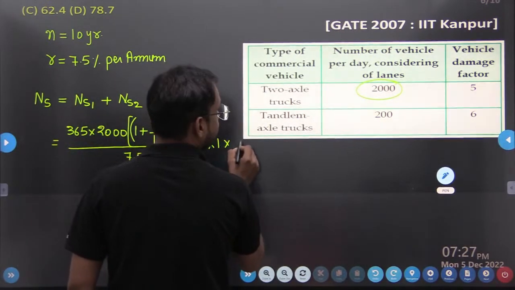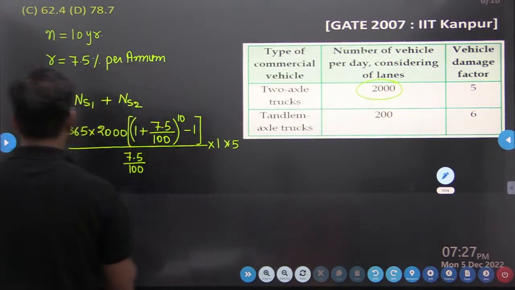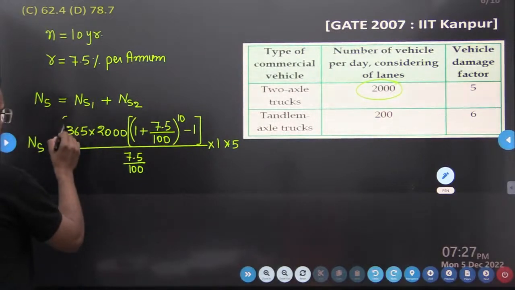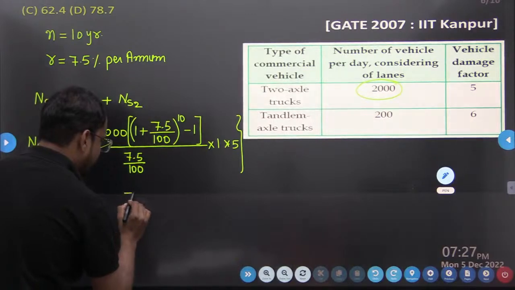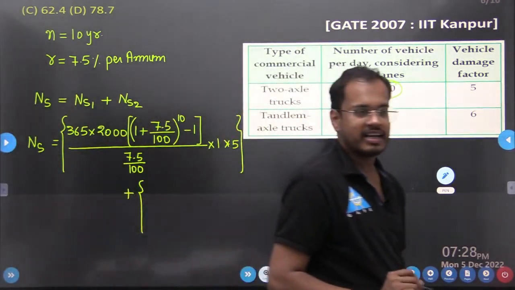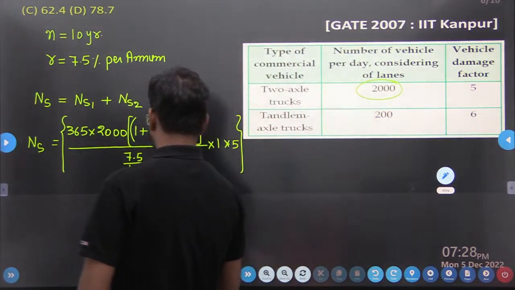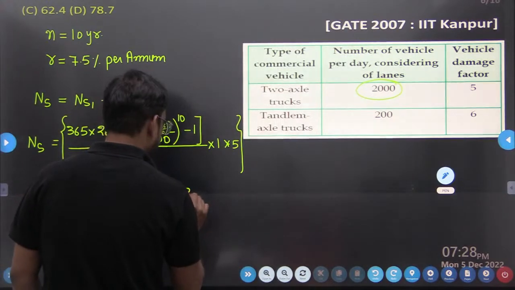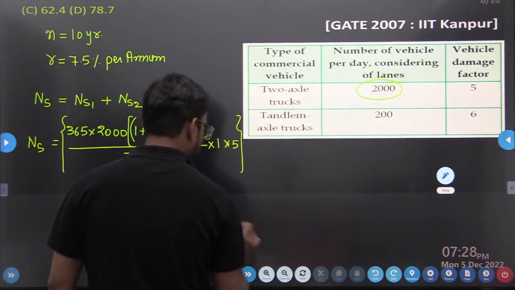What is the vehicle damage factor? The vehicle damage factor is 5. Clear to all of you? So this is the value of number of standard axle NS1, my dear friend. Now, what is the value of NS2? If I am interested to calculate NS2, then NS2 is equal to 365 multiplied by A, A that means 200, times (1 plus R by 100) raised to power N.